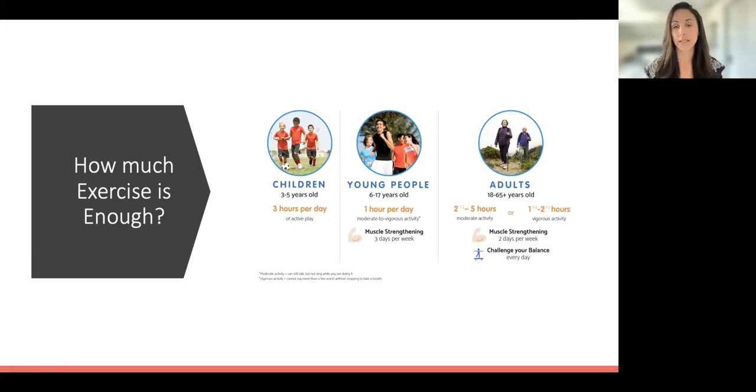Now, what percent of the population do you think meet these guidelines? Surprisingly, or maybe unsurprisingly, not very much. For adults, all of the guidelines combined, the muscle strengthening and cardiorespiratory, it's about 20% of the population in the United States. And when we're just looking at the cardiorespiratory guidelines, it's about 50% of the population.